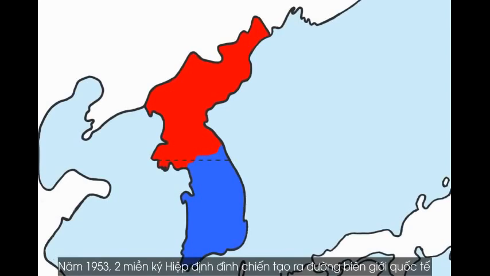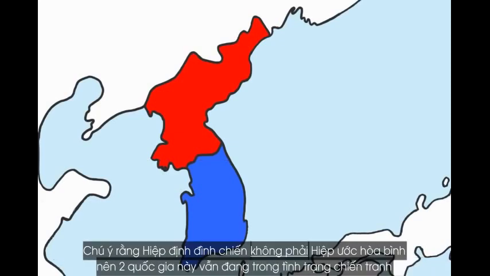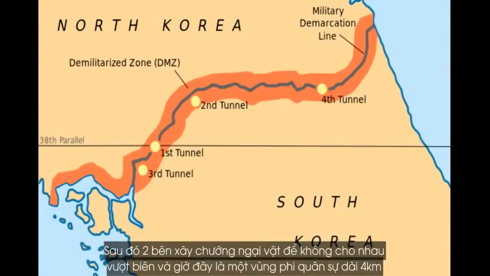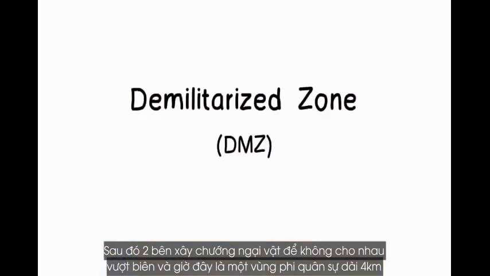In 1953, North and South Korea signed an armistice agreement creating a de facto international border. It's worth noting that an armistice agreement is not a peace treaty, so technically speaking they're actually still at war. After the agreement, both sides built barriers to stop each other from crossing the border, and there's now a 4 km wide demilitarised zone.